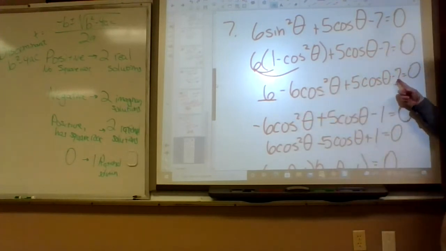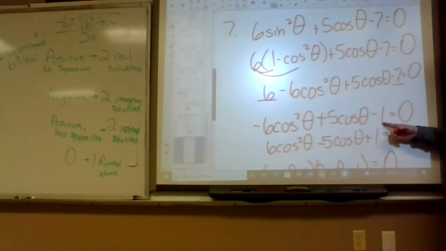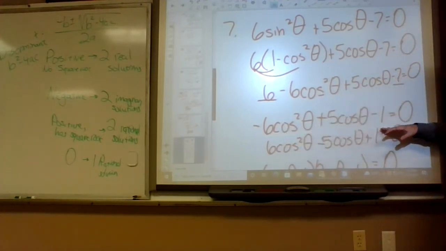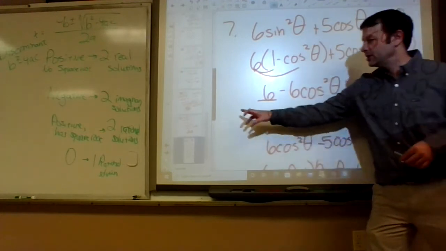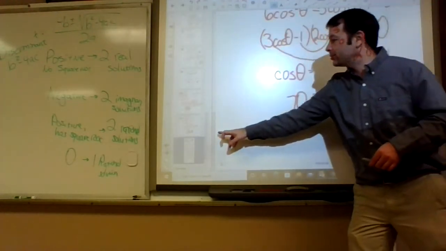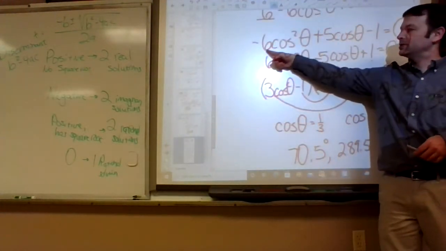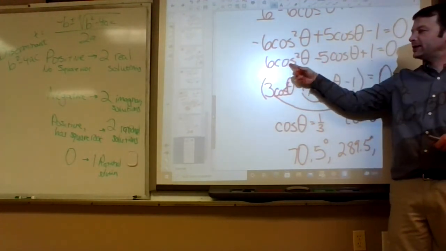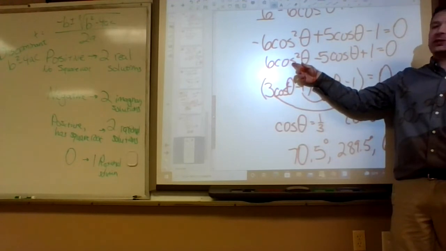The 6 and the minus 7 went together. Now it's looking more like a quadratic equation. I didn't want the negative on the front, so I factored it, just like on the other problem, changing the x's to cosines.